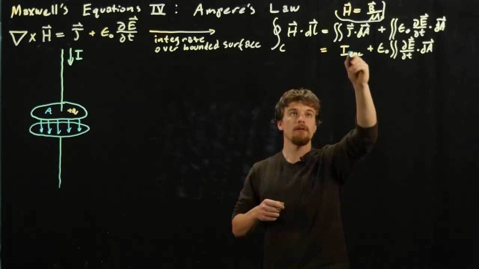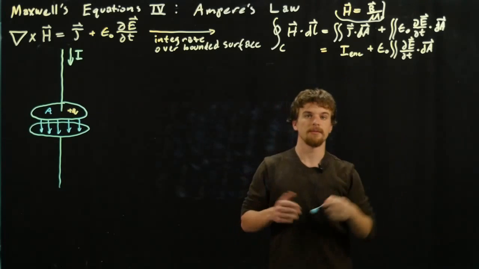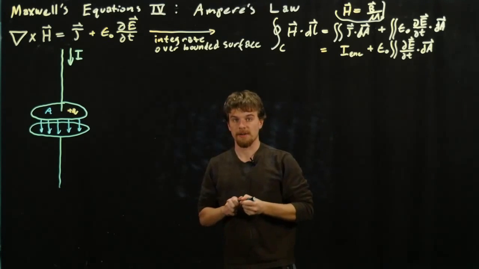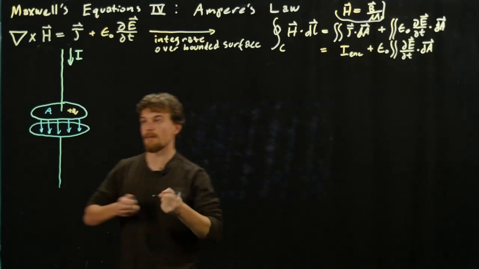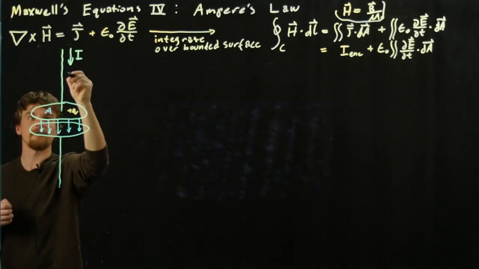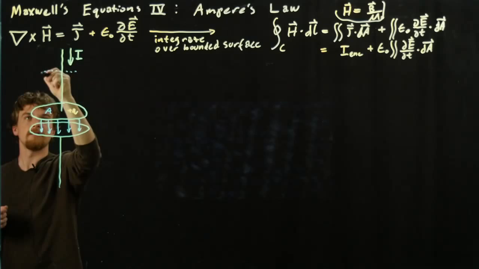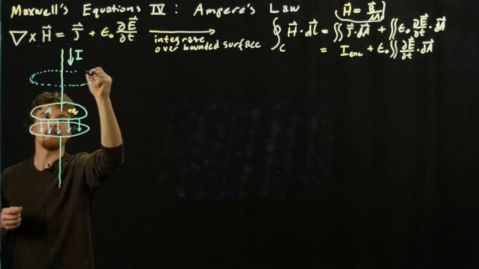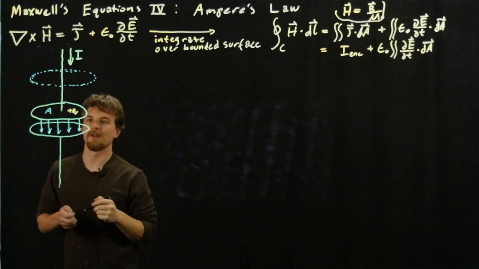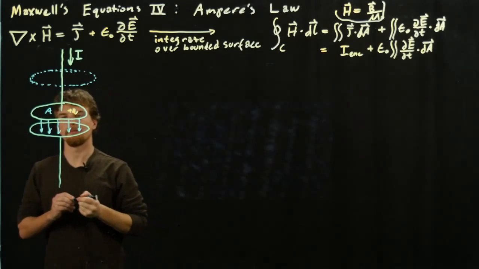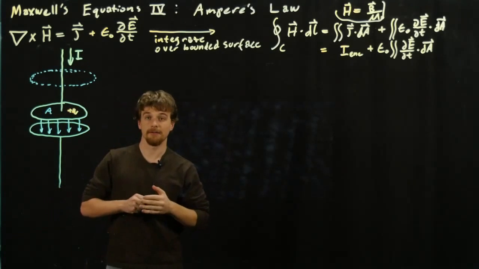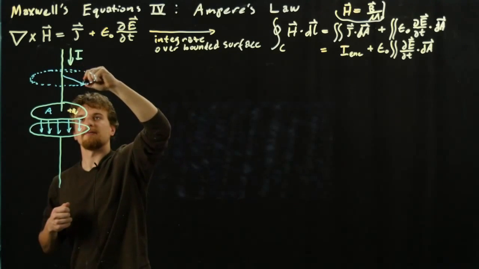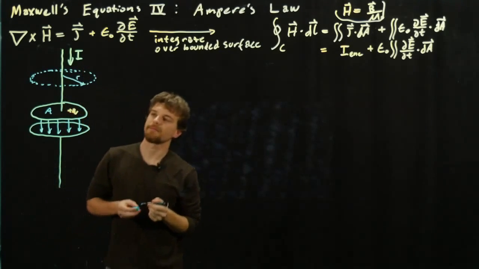We're looking for the current enclosed by a loop, so we can draw our loop wherever we want to. And we want current to be flowing through the surface that's bounded by that loop. So we're going to draw our just imaginary surface. Let's draw it like this, where that circle encloses that wire. And let's just imagine that the wire is also in the center of that circle. And let's imagine that our circle has radius r.